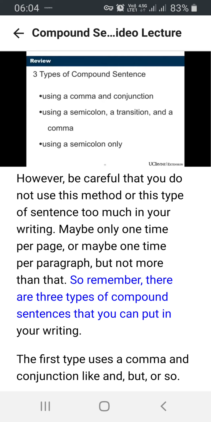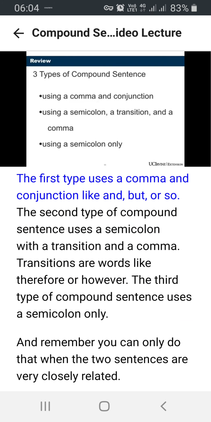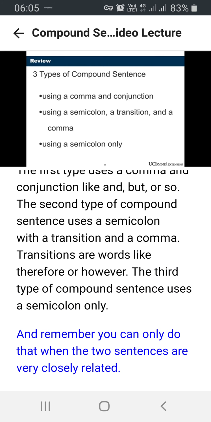So remember, there are three types of compound sentences that you can put in your writing. The first type uses a comma and conjunction, like and, but, or so. The second type of compound sentence uses a semicolon with a transition and a comma. Transitions are words like therefore or however. The third type of compound sentence uses a semicolon only. And remember, you can only do that when the two sentences are very closely related.